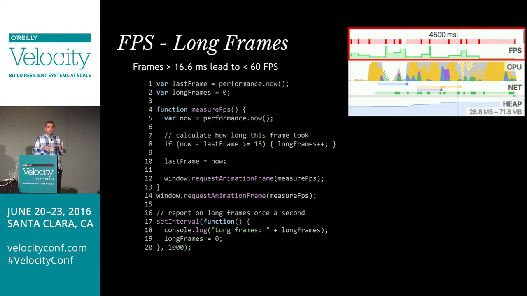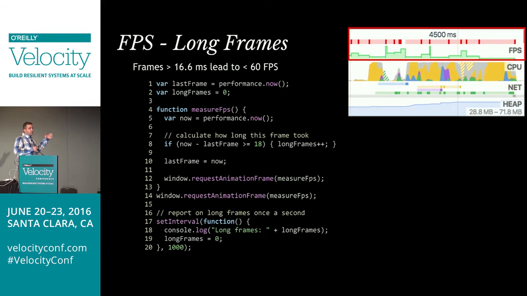Very similar to the frame rate overall, you actually want to monitor long frames. A long frame is anything that takes more than 16.6 milliseconds. This would mean at 60 frames a second, you get about 16.6 milliseconds worth of time per frame to do your stuff. Anything below that, and you'll start seeing the jankiness, the non-smoothness.